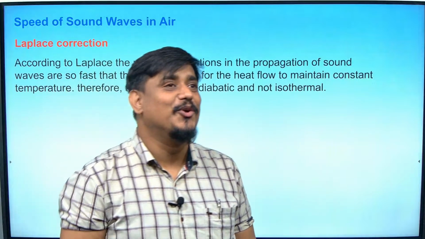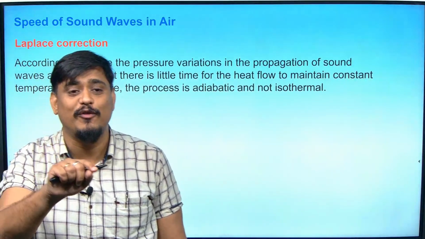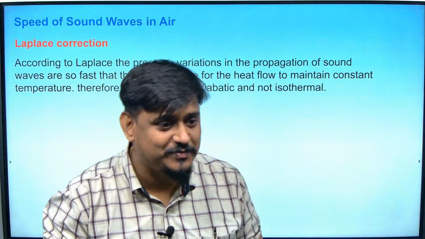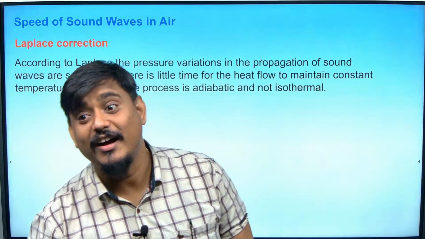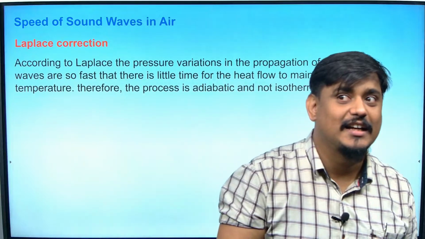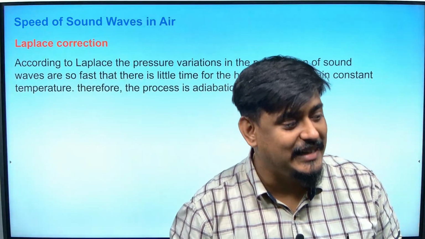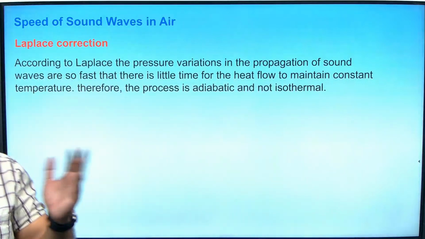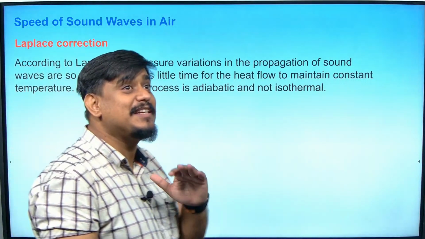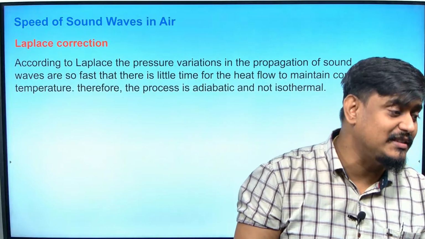Okay, thank you. So gamma is the ratio of Cp by Cv. Now what is Cp, what is Cv? Heat capacity at? Specific heat capacity at constant pressure is called Cp. Specific heat capacity at constant volume is called Cv.